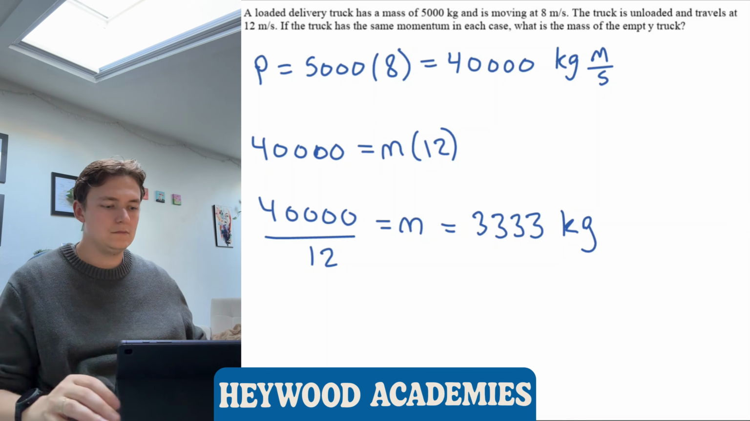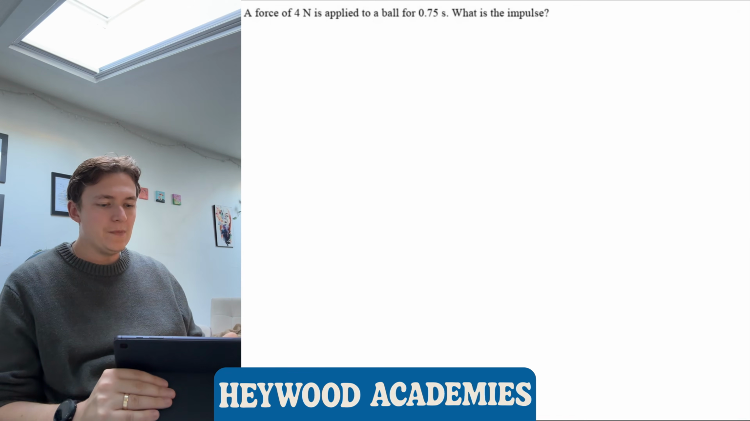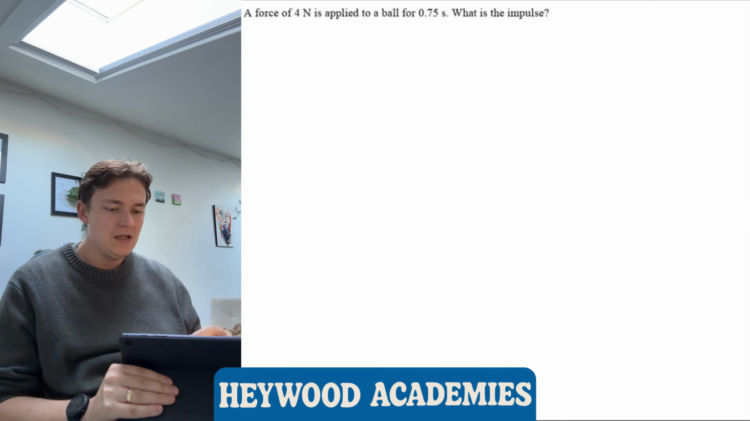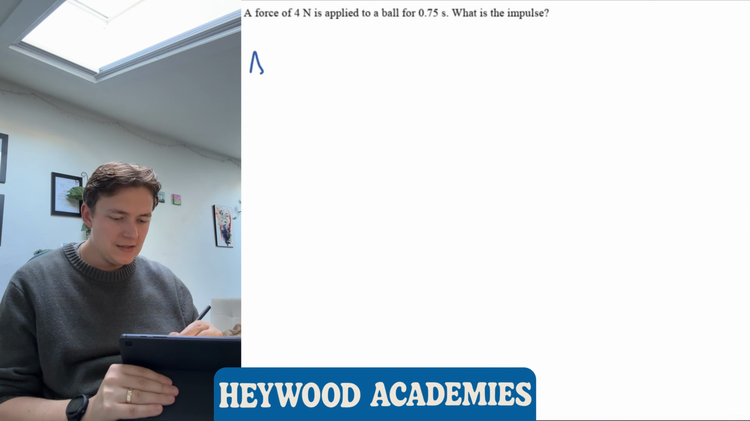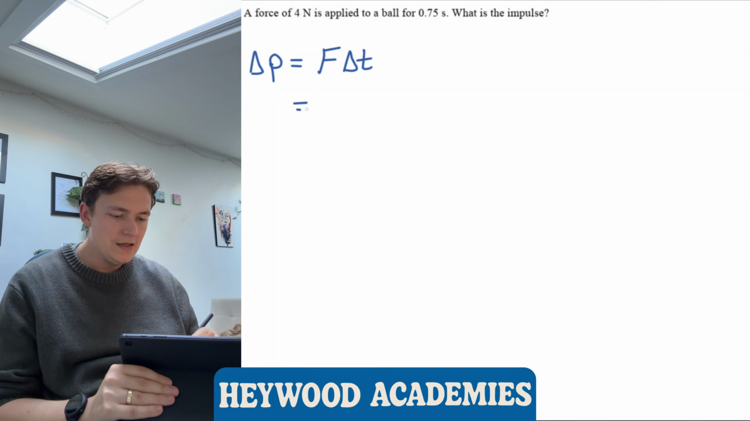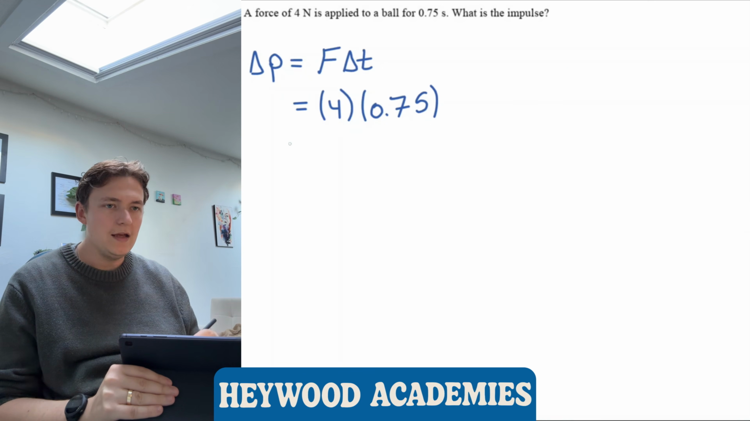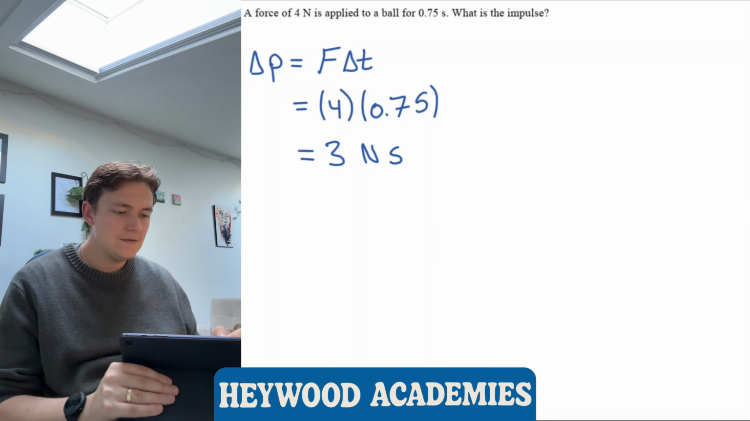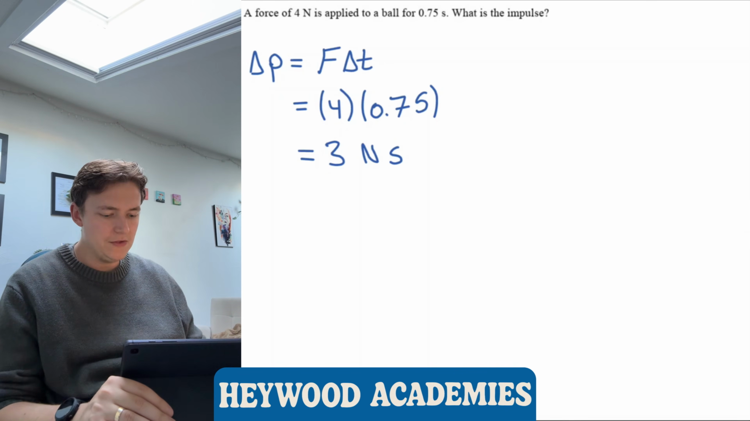We got a force of 4 newtons applied to a ball for 0.75 seconds. What is the impulse? So just remembering that the impulse is the same thing as our change in momentum, and our change in momentum is force times the time that that force is applied. So we can go ahead and plug in that 4 newton force, 0.75, and that's going to give us 3 newton seconds. So the impulse is 3 newton seconds.